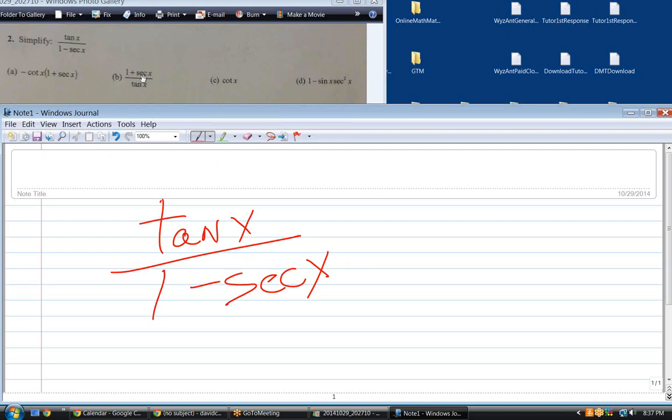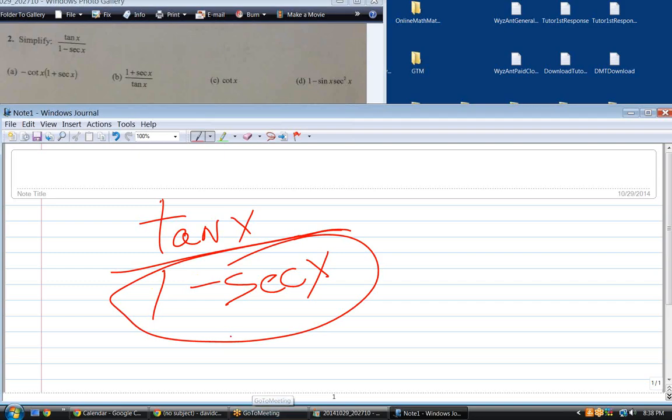Pretty sure this is the answer, but this could be the answer. Why do I think there is a 1 plus secant x in the numerator? Because what would our typical first step be here? It's going to be A, but I'll show you why in a second. Conjugate. Whenever you see this, think conjugate. Because there's no other trig identity for that.